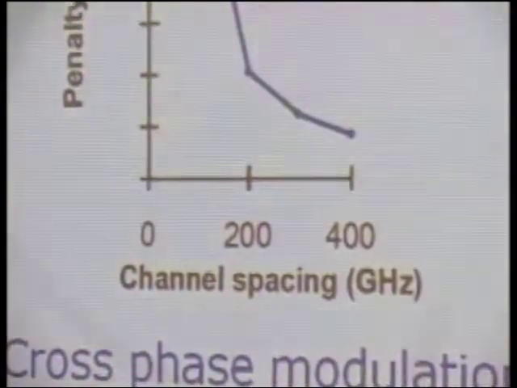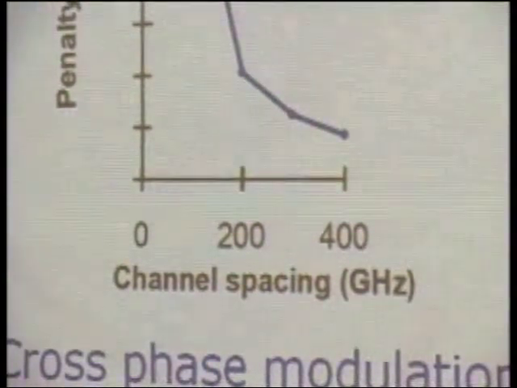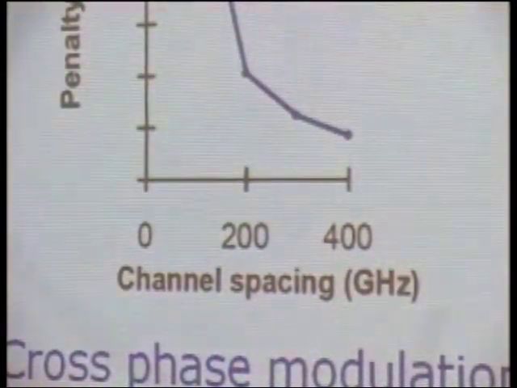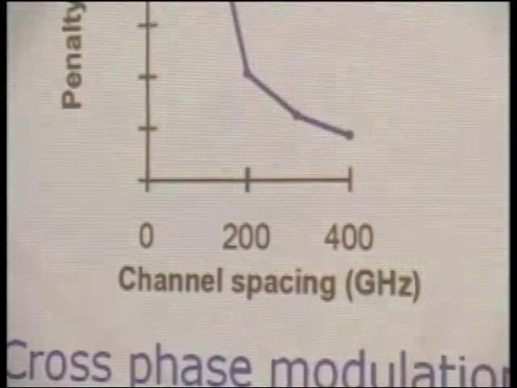Okay, so one way of reducing cross-phase modulation is to increase the channel spacing. That is one way to overcome that, but then you are, of course, limited. Then you cannot add so many channels anymore. On the other hand, you can also increase the local dispersion, and that's seen in this picture. So with increasing dispersion, you can also fight this cross-phase modulation effect.